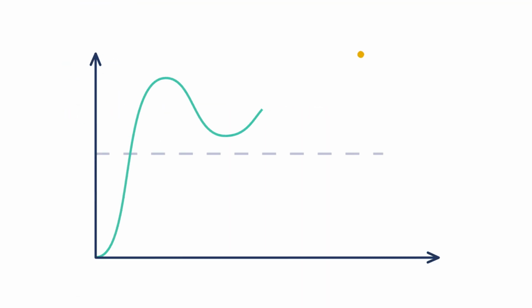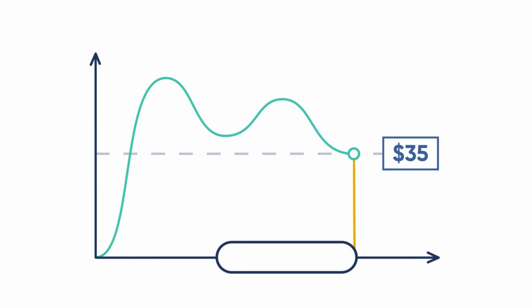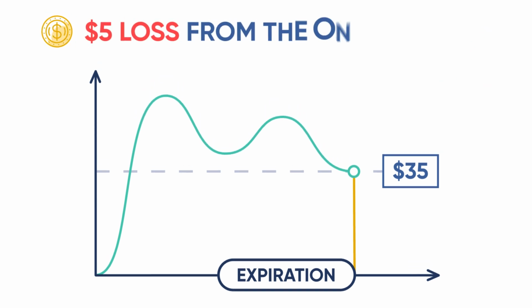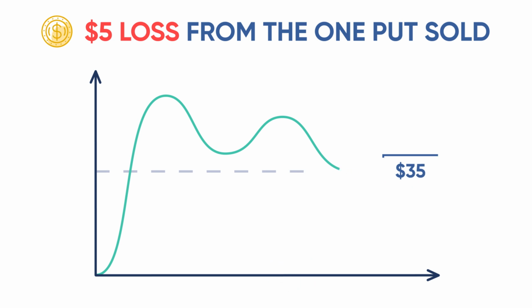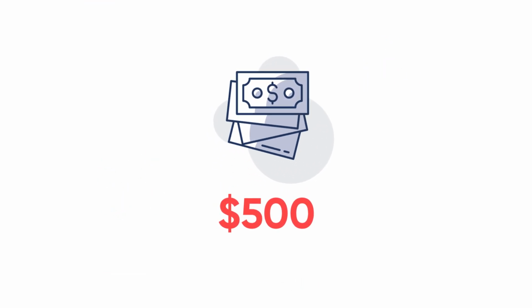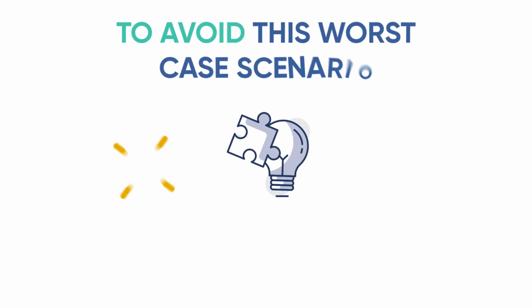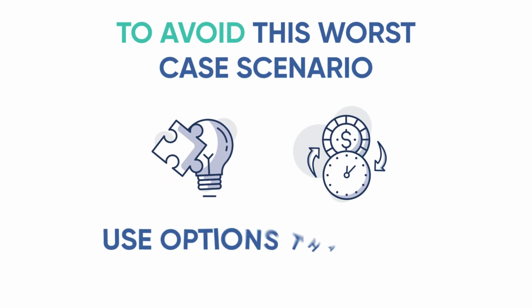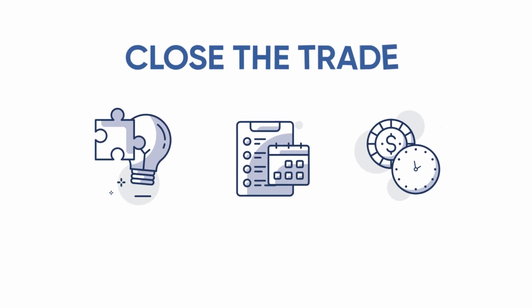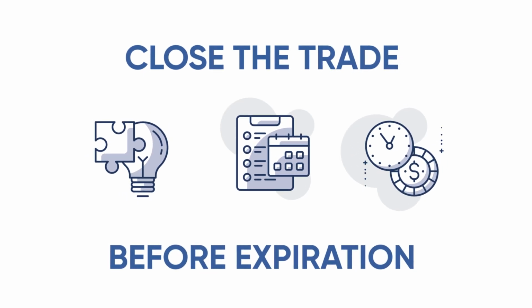If XYZ drops to the strike price of the option you bought, $35 in this case, and the investor holds the trade all the way until expiration, then the loss will be $5 from the one put sold, without making money on the two puts that were bought. Your total loss is $500 per back spread. To avoid this worst-case scenario, an investor might want to use options that have a lot of time built into them and simply close the trade well before expiration arrives.